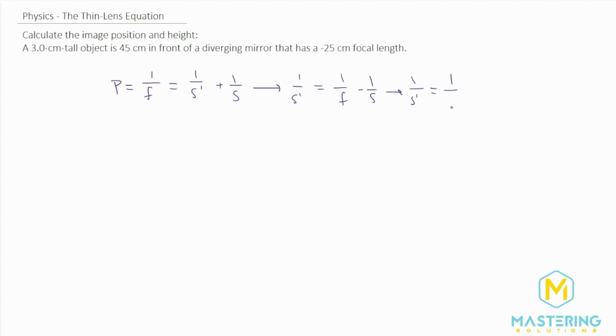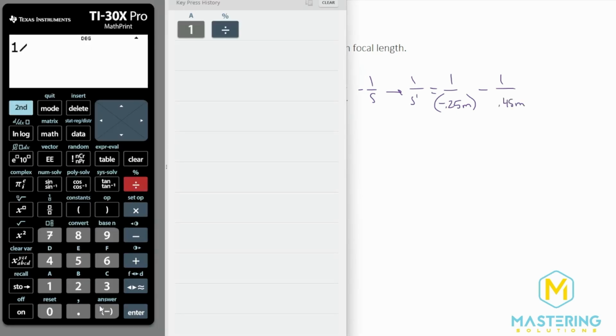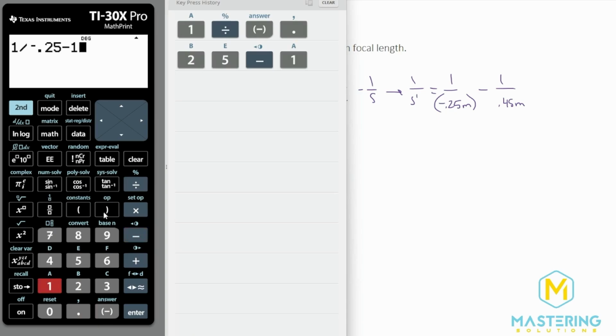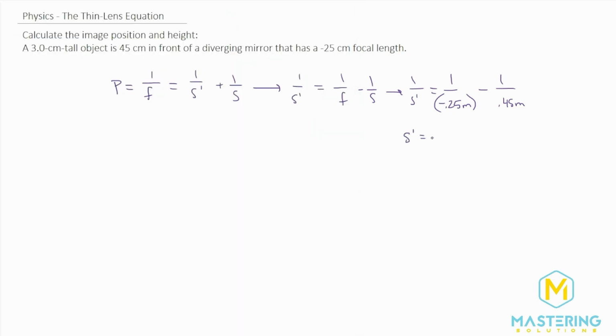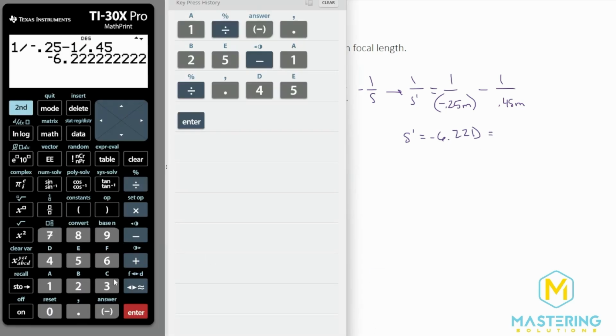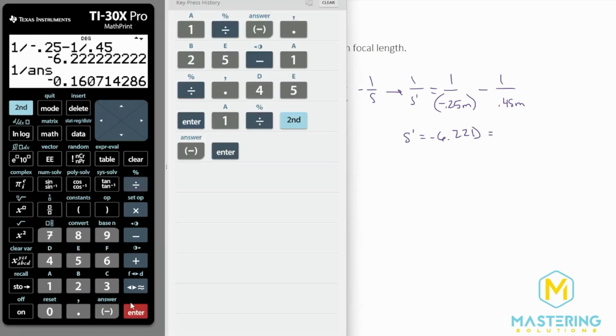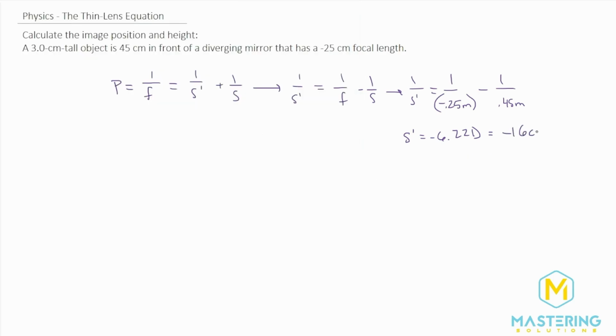1 over the focal length in meters is negative 0.25 meters. And then we're going to subtract 1 over the object distance, which we said is 0.45 meters. So that's going to give us 1 over negative 0.25 minus 1 over a positive 0.45. So we have negative 6.22 diopters. If we take the inverse of a diopter, that gives us meters. So we have negative 16.1, so we'll just call it negative 16 centimeters. So that's where our image is going to form.